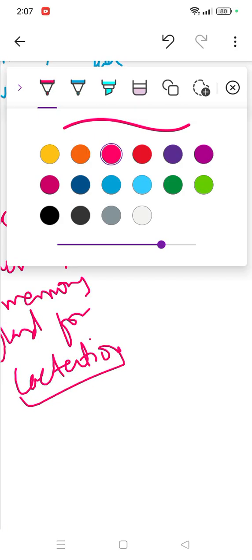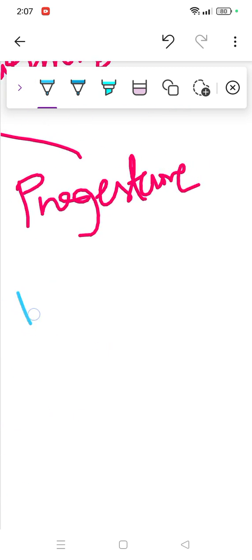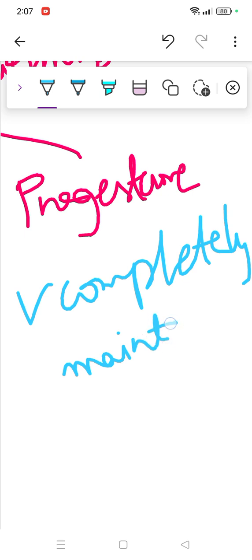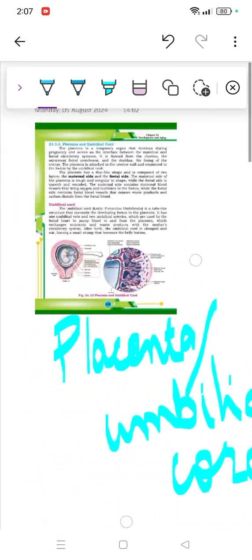Then comes the second one, which is progesterone. It maintains the complete pregnancy period and everything. It is quite important. I hope it will be clear. Then this is all. Then let's see what's written.